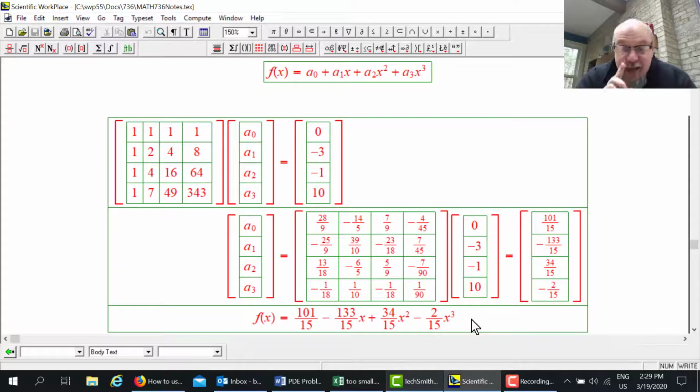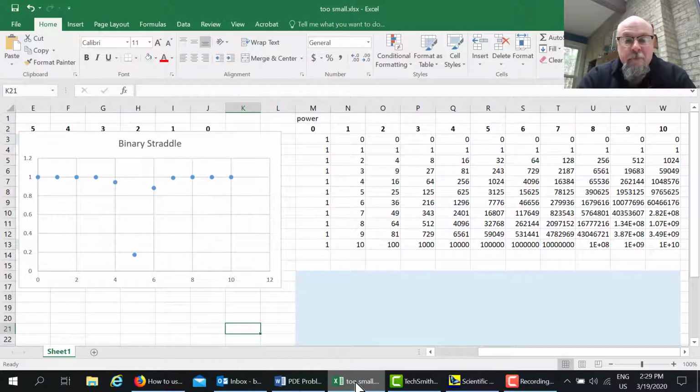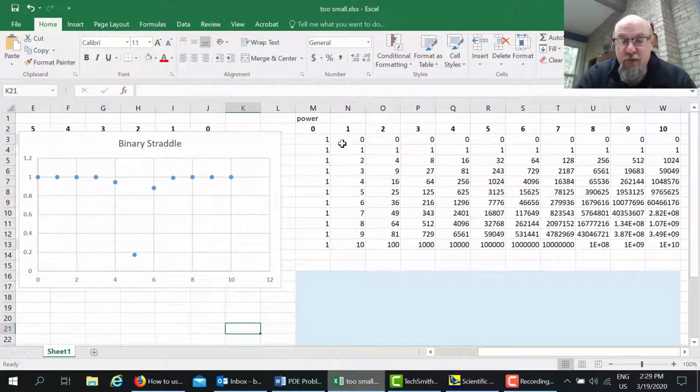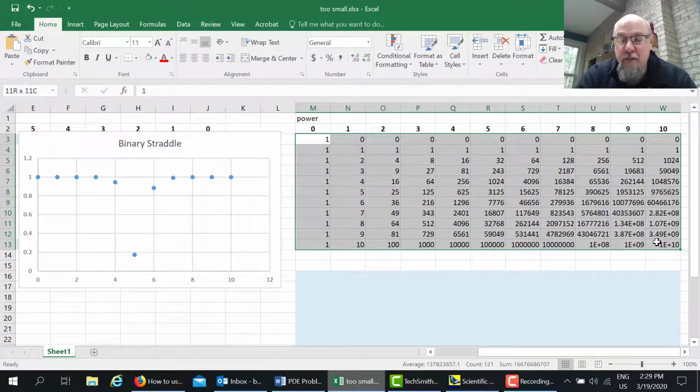So thinking about that, let's go back to our example. Now I'm trying to make the function that goes through all these points in this binary straddle. We have 11 points, so I'm going to get a 10th order polynomial. So it's like this, but I've got A0, A1, A2, A3, A4, all the way up to A sub 10. So I need a 10 by 10 matrix here. That's what this is here.